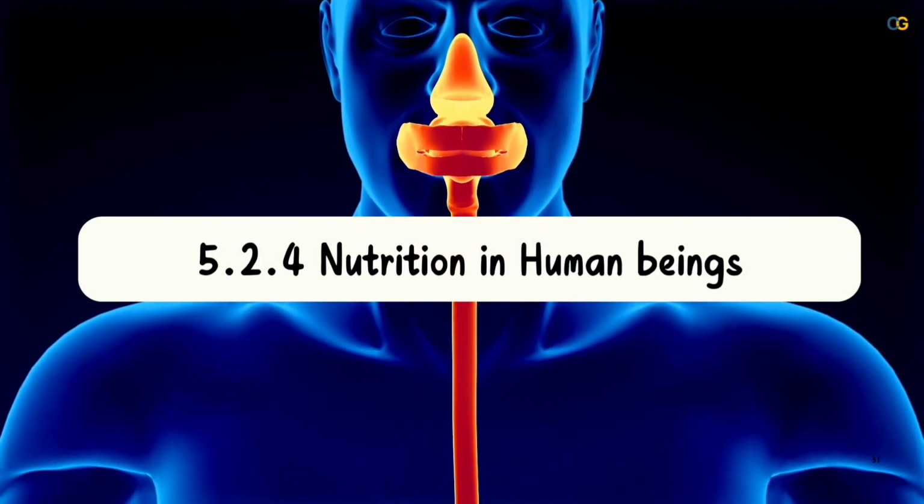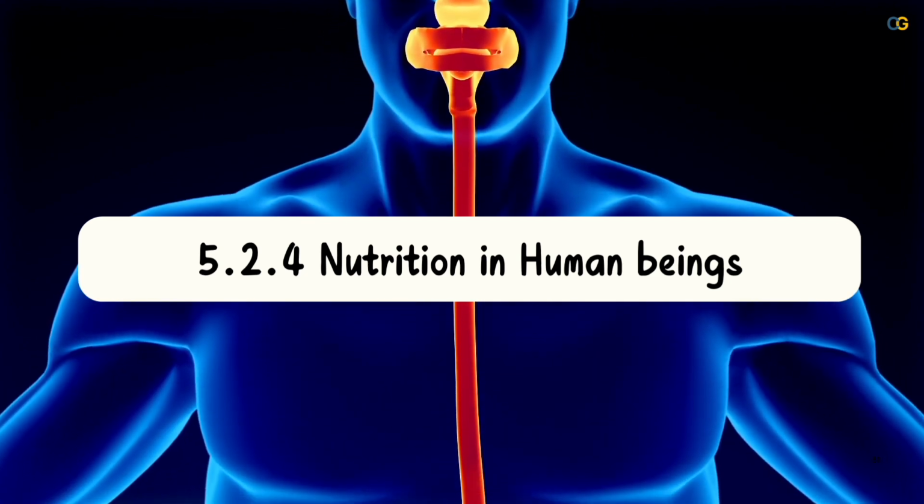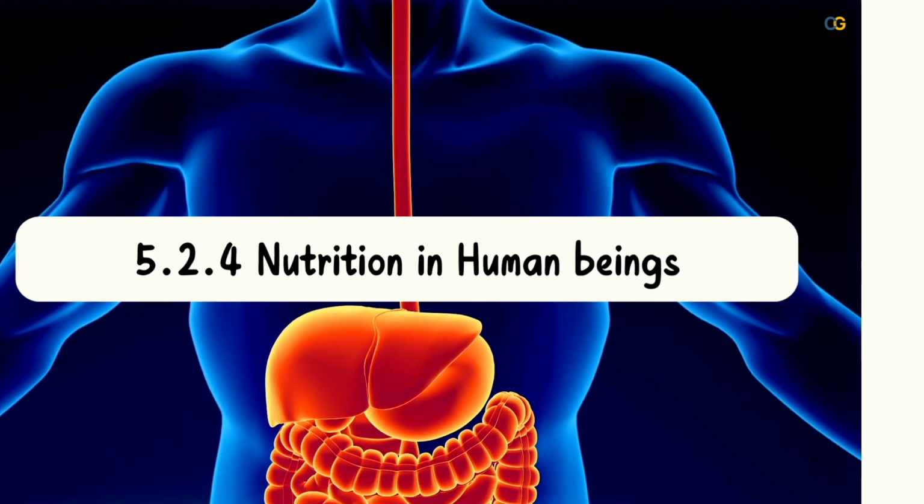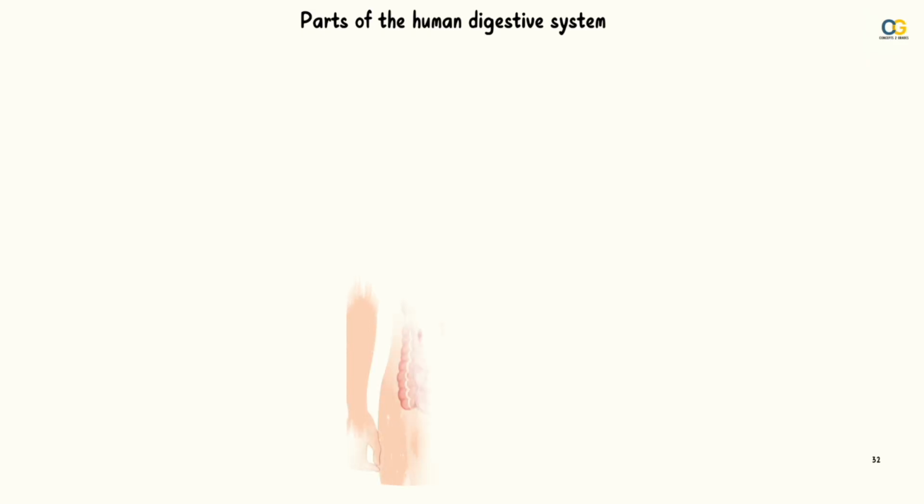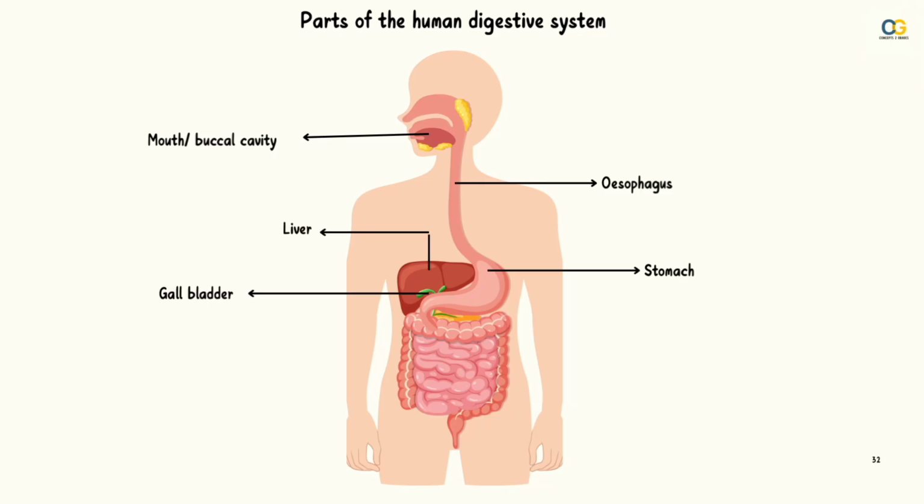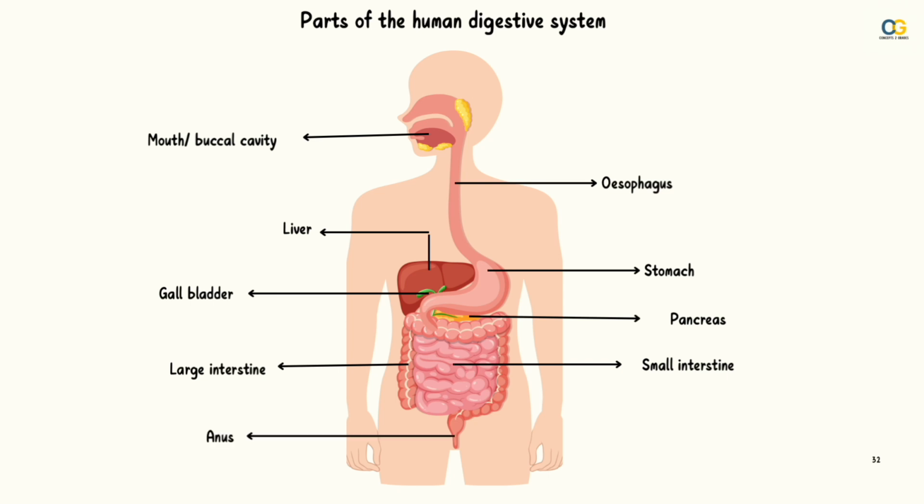Let us now look at nutrition in human beings. So we have a long alimentary canal which forms our human digestive system. Let us try to understand each of the parts of this system. We start first with the mouth or buccal cavity. Then we have the esophagus or the food pipe, which goes down to the stomach. Along with that, we have the liver, gallbladder and pancreas. The stomach leads to the small intestine and then to the large intestine and finally ends with the anus. Now, the process of digestion through each of these organs, where each organ performs a specific function, is something interesting.